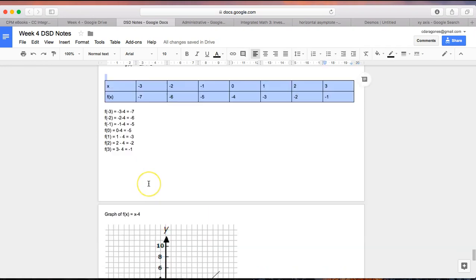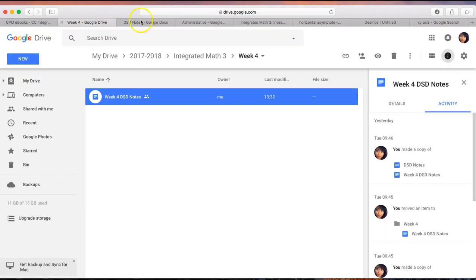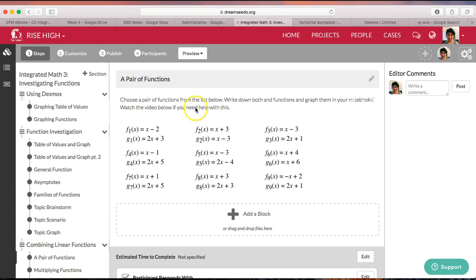So I'm not going to do it here, but I would like for you to pick one pair of functions from this list. So 1, 2, 3, 4, 5, 6, 7, 8, 9 pairs. Pick one of the pairs, graph both functions in your notebook, and then take a photo of your two graphs and upload them here on Dreamseedo.